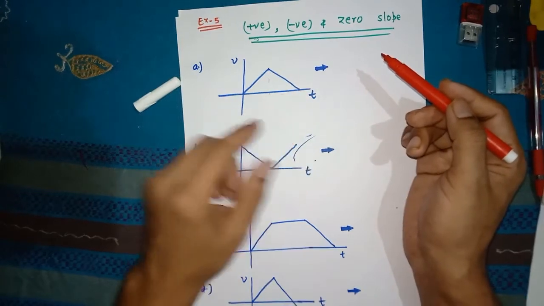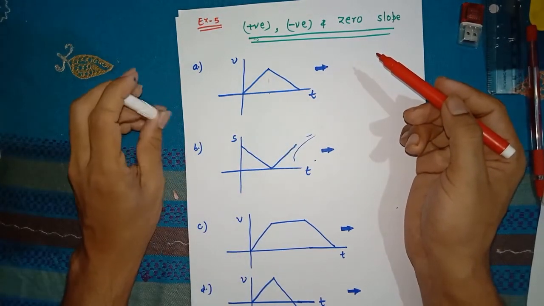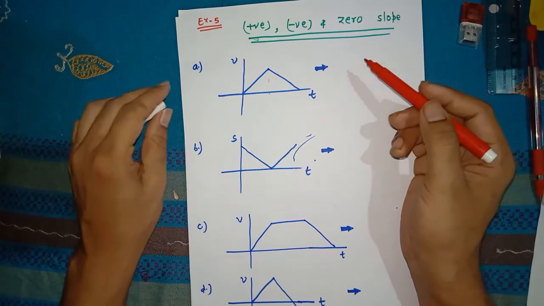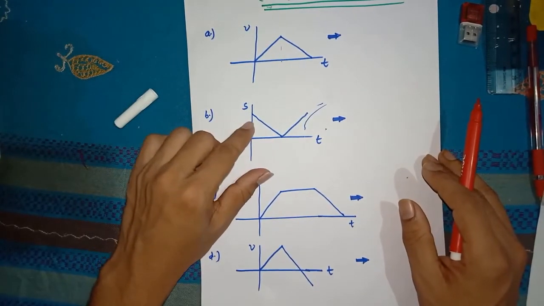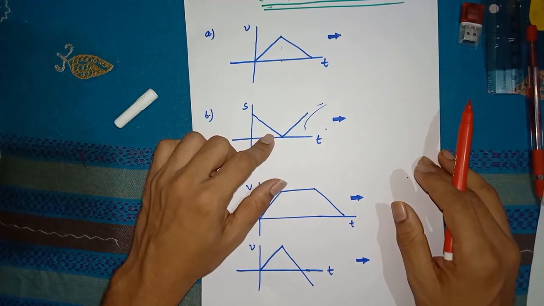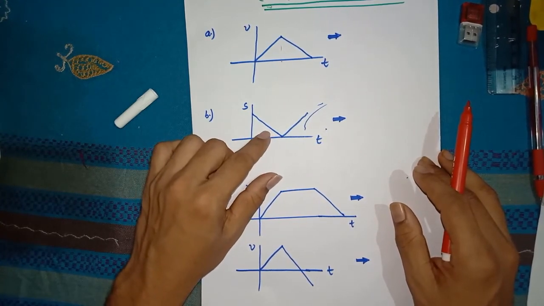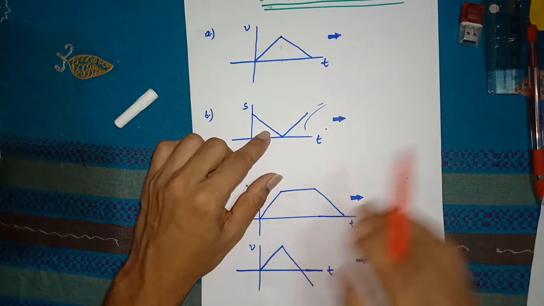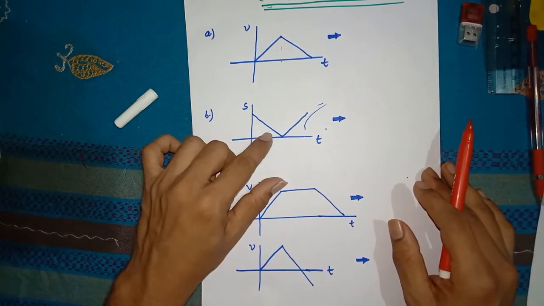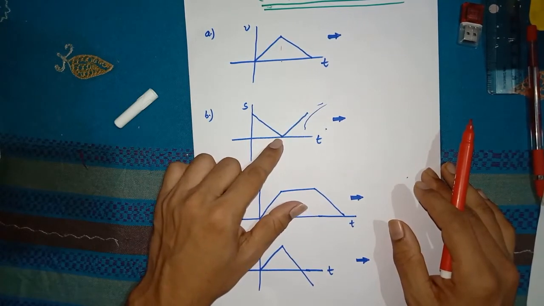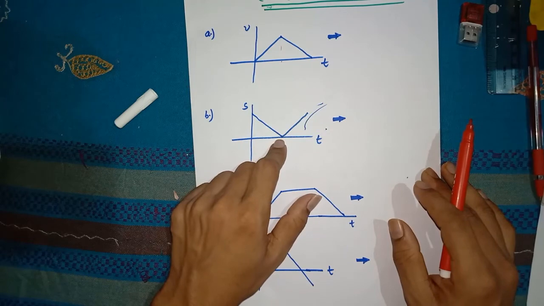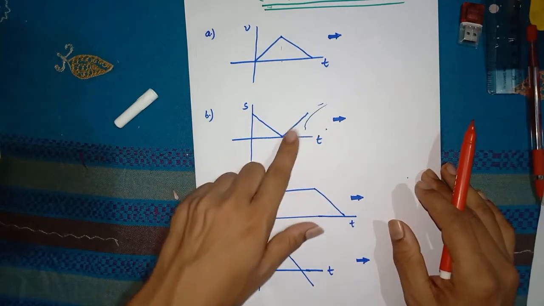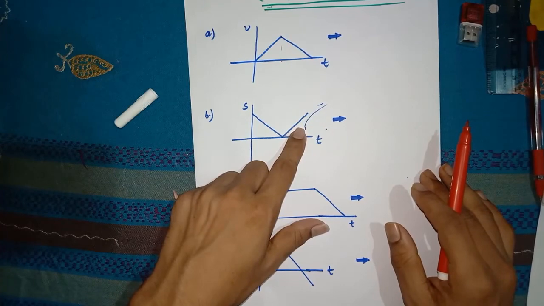This situation is the same as when a train starts from one junction and reaches another junction. Now in this situation, the velocity is negative because the slope is negative, but constant. Here the displacement decreases as time passes, and after some time when the displacement is zero, the body again starts its motion and the displacement increases as time passes. Here v is positive because the slope is positive, and here v is negative.